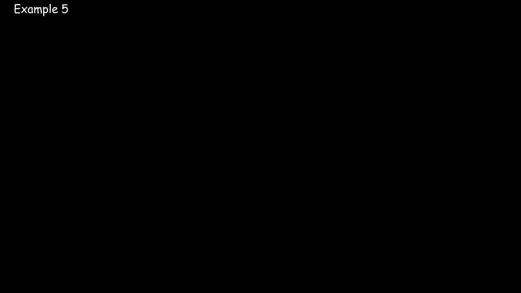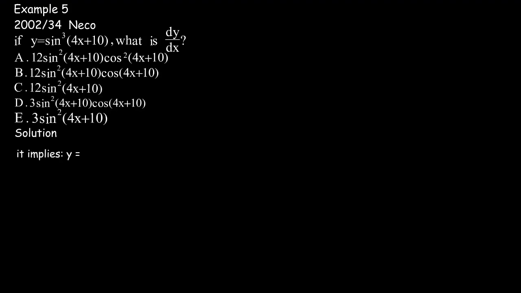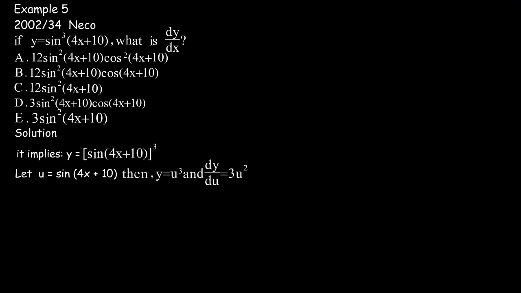We have another example from NECO 2002. It states that if y equals sine cube in bracket 4s plus 10, what is dy over ds? Our question also implies that y equals, in bracket, sine in bracket 4s plus 10 close bracket, all raised to the power of 3. Let u be equal to sine in bracket 4s plus 10, then y equals u cube.